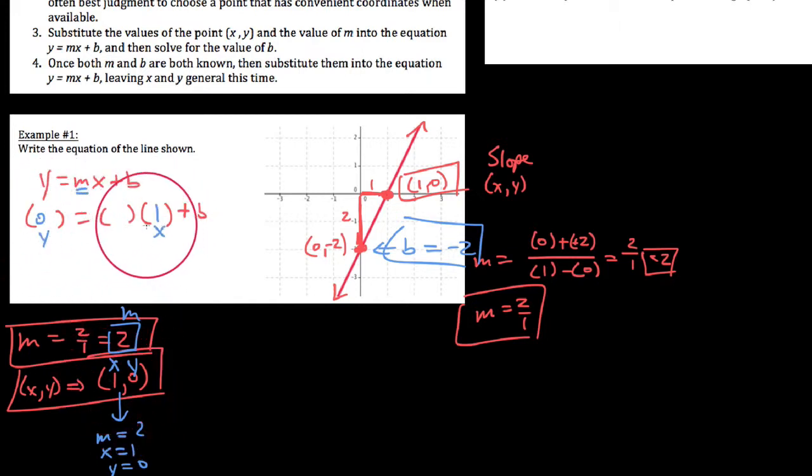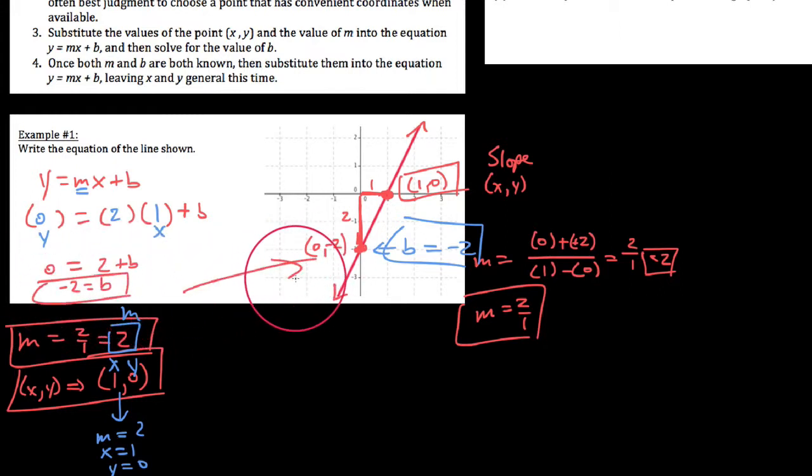We say y and x here, and we say m. M in this case is 2. We were able to determine that over here. So we get this. We get 0 equals 2 times 1 plus b. In other words, in this case, we get negative 2 equals b. Now, I could have looked at the picture and told you that, yes, you would have gotten an intercept of negative 2.